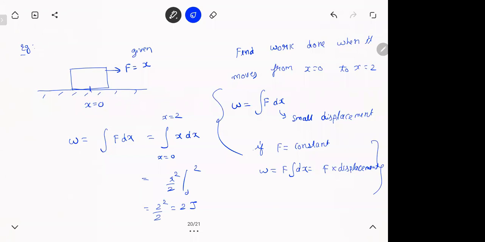So, but what is f? F is given, f is equal to x only. So substitute f is equal to x. What are the limits? 0 to 2. Why? You said from 0 to 2, na? So initial to final. Then you know how to integrate x dx. X power 1, na? X square by 2. Put 2 and 0, 2 joules. That's what we did.